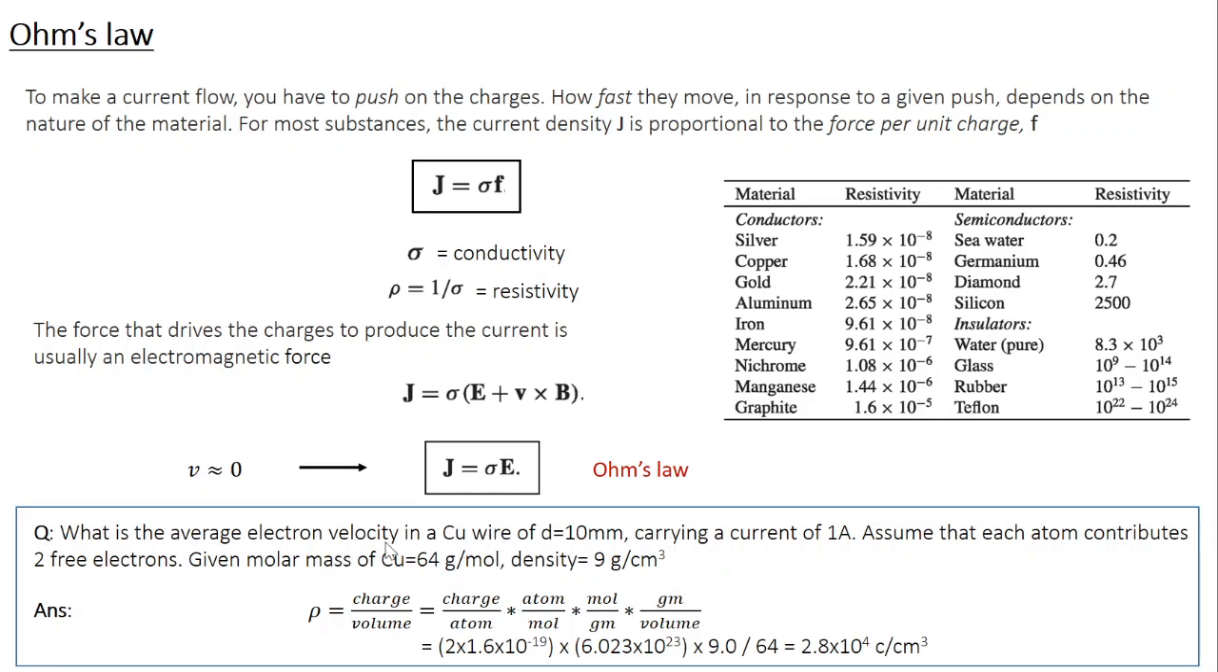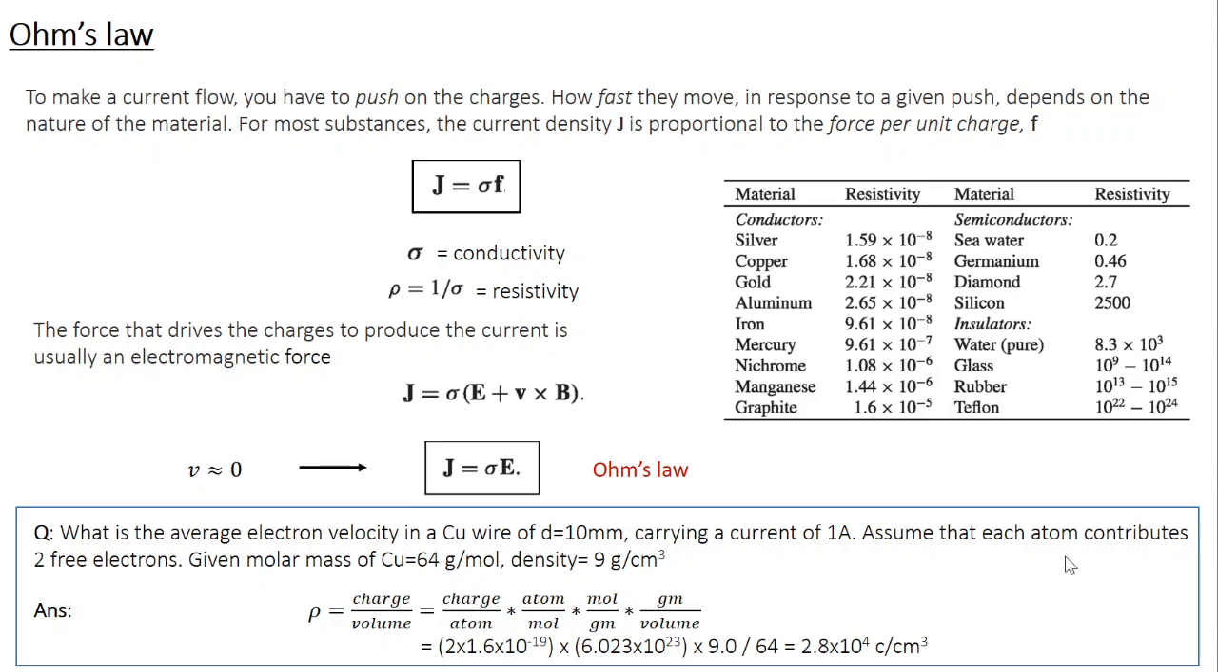Now to calculate the electron velocity, you need to first calculate the free charge density rho. Charge density is charge per volume, which you can write as charge per atom multiplied by atom per mole multiplied by mole per gram multiplied by gram per volume. So atom cancels, mole cancels, gram cancels. You have charge per volume, which is your charge density.